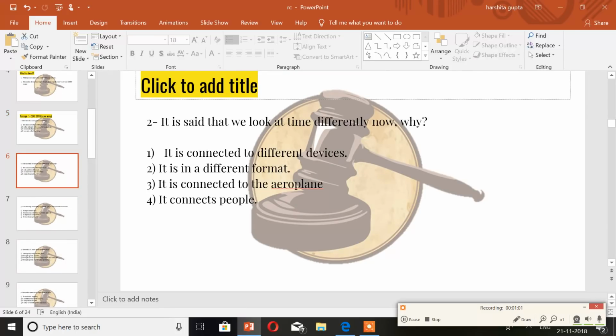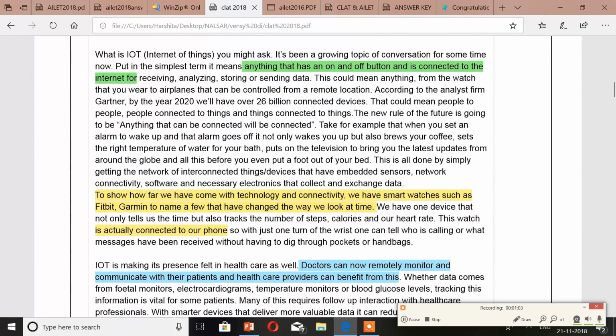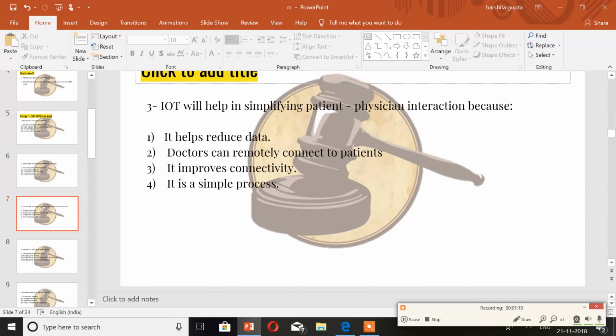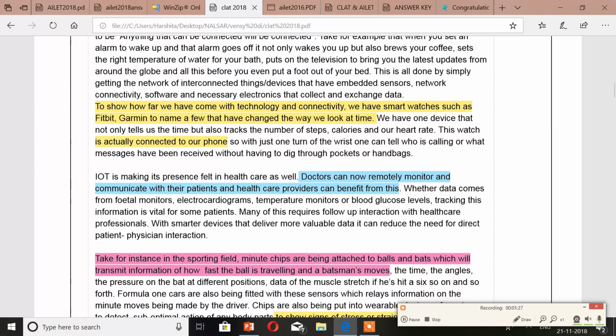Now, we look at time differently. So we have this line, which says that watches can be connected to so many things, and therefore the answer is obviously the first one: it is connected to different devices. Now, if we move on to the third one, the patient-physician relationship. Here you read the question, and when you read the passage, doctors will click. This is the very first line. It means that doctors will be able to connect better with the patients, and therefore this is the answer.